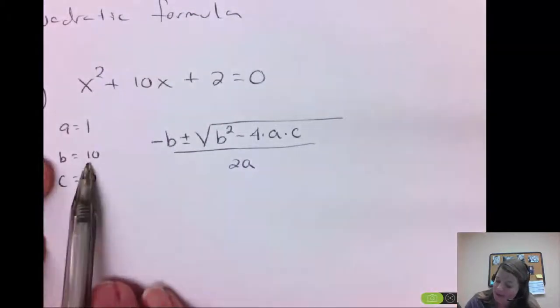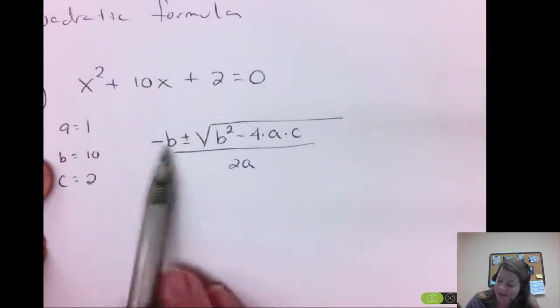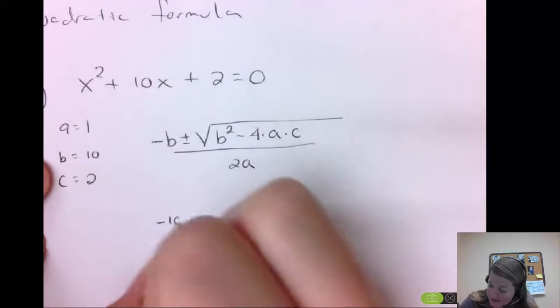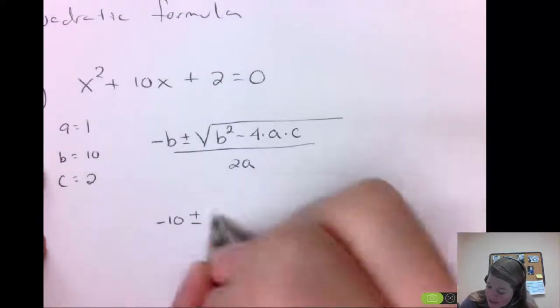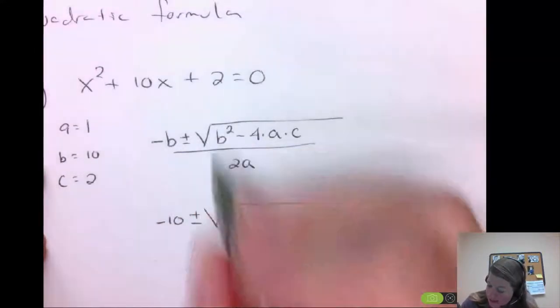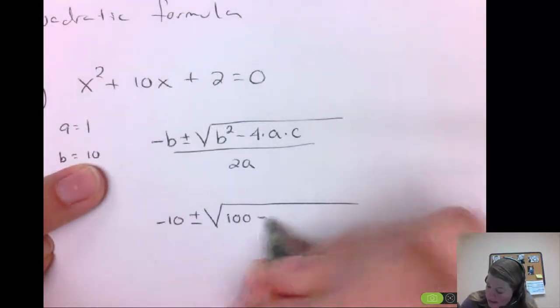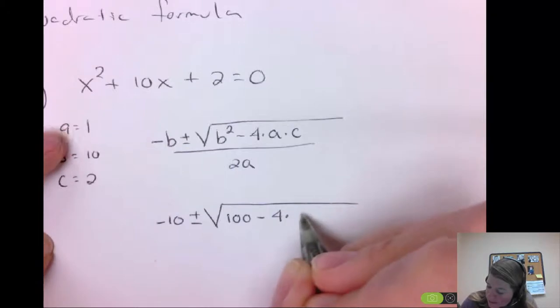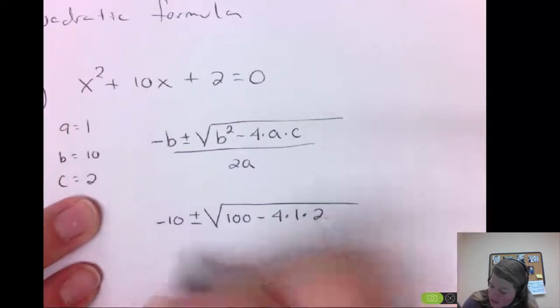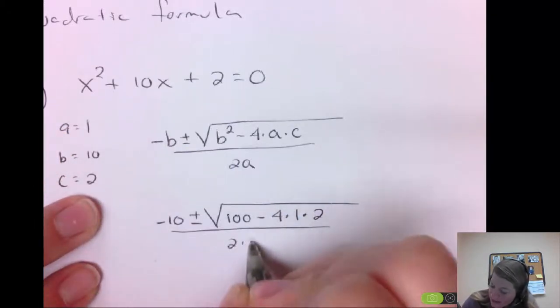So let's put our numbers in. 10 is positive, so when I say negative b, it just says change the sign of b, so it's going to become negative 10. B squared, again, it's 10 squared, or 10 times 10, which is 100, minus 4 times a, which was 1, times c, which was 2, all over 2 times a, or 1.